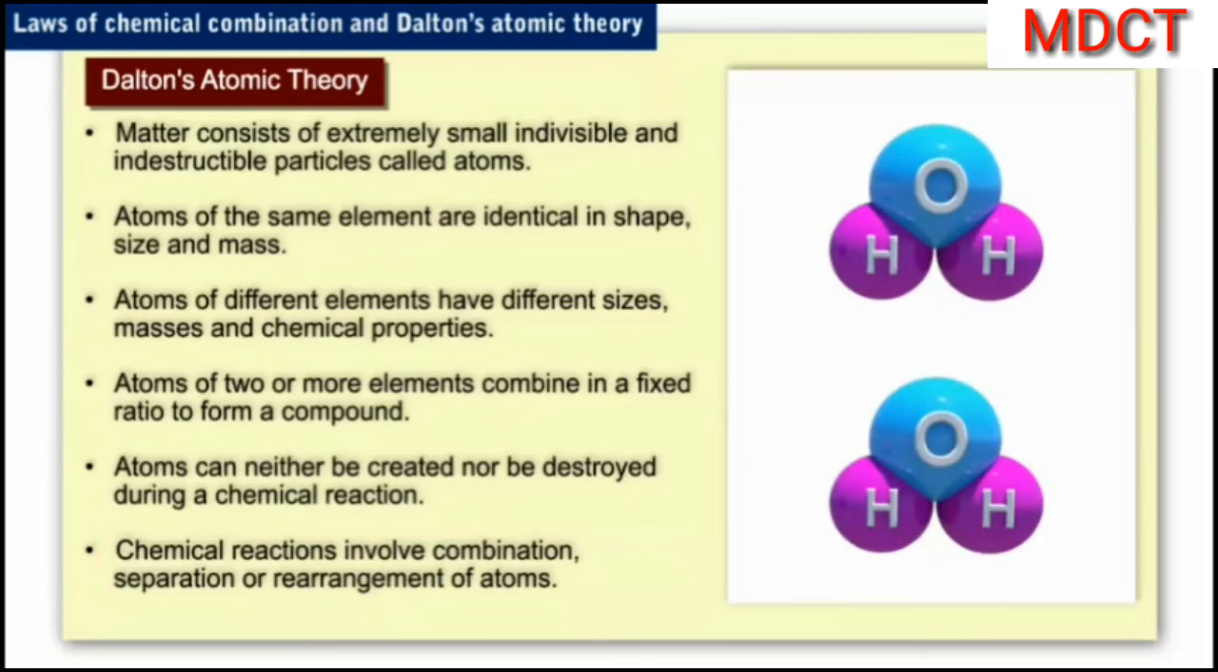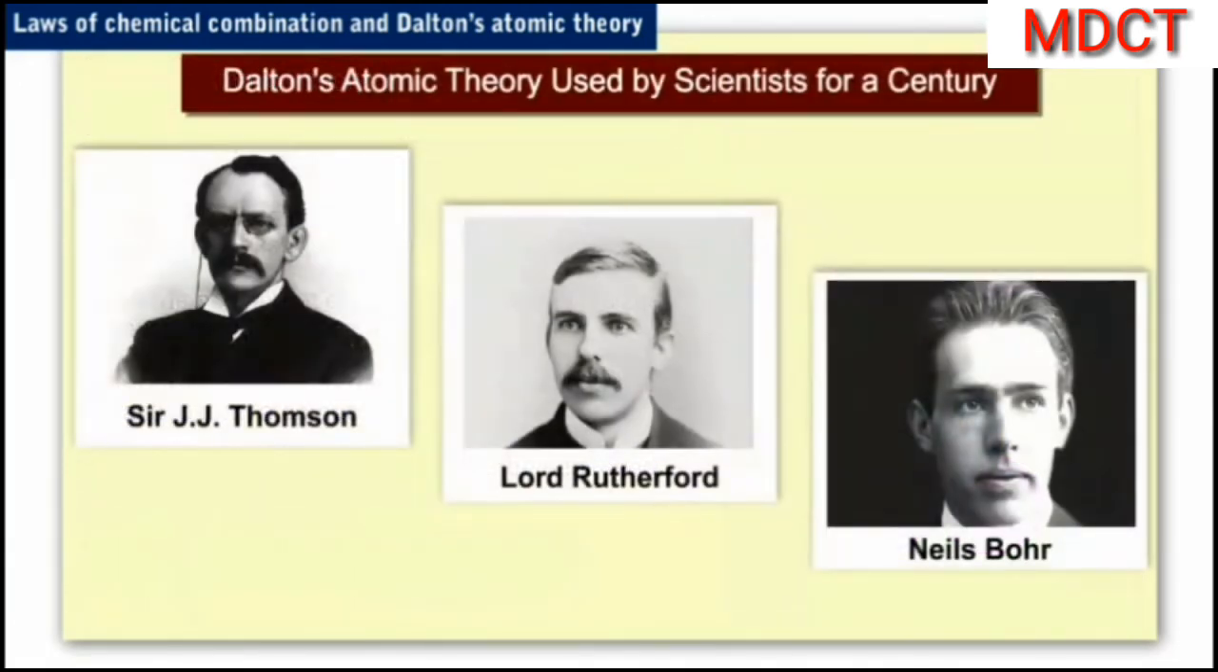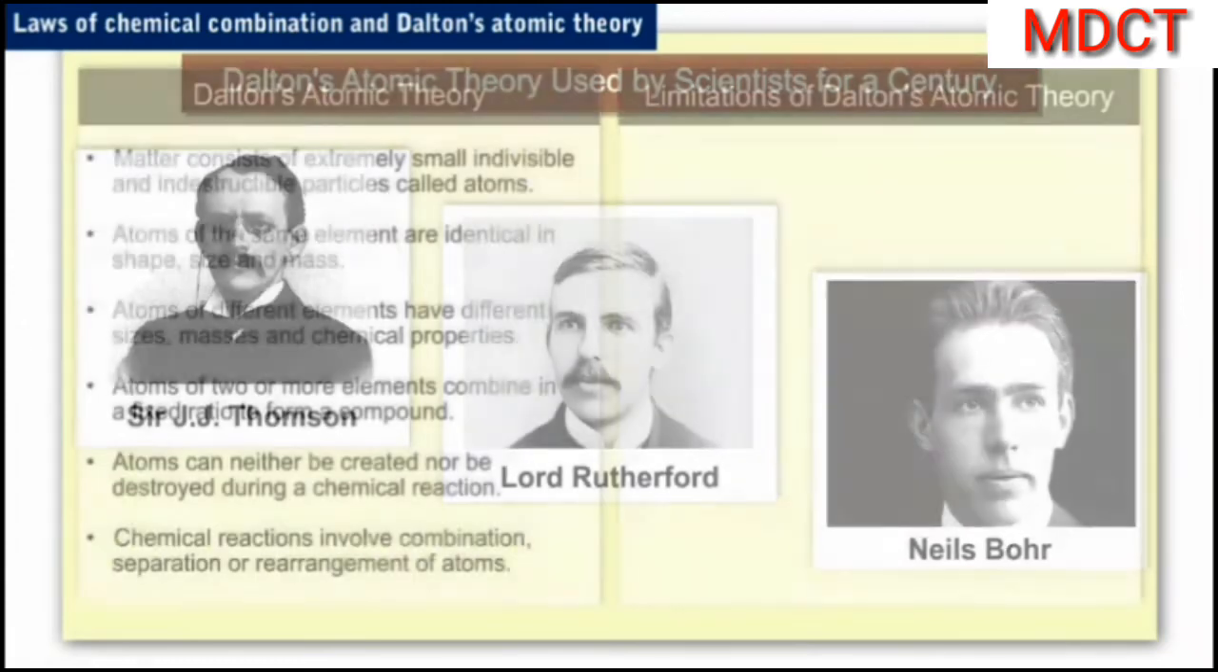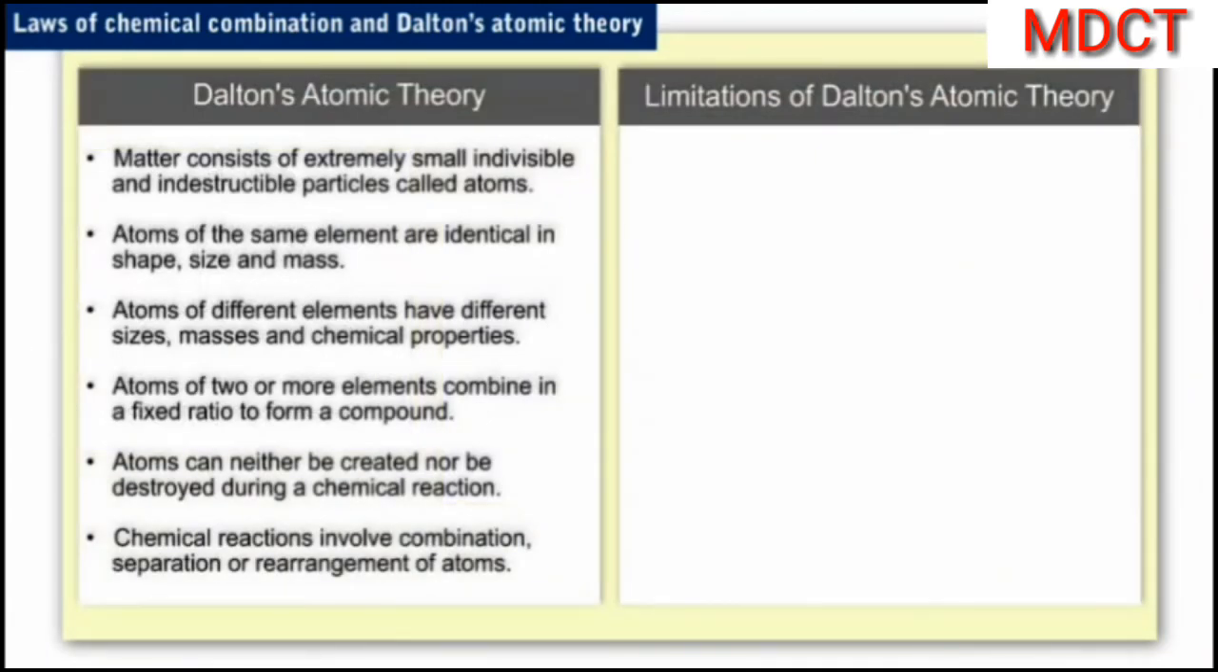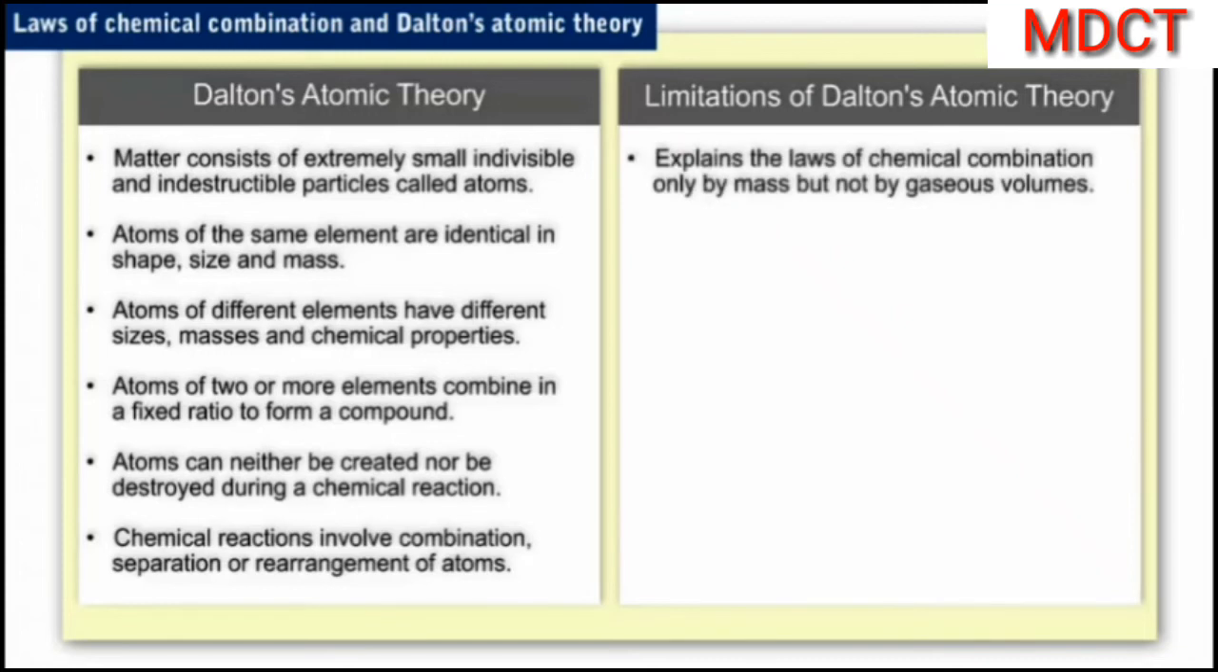Scientists used Dalton's atomic theory for a century. However, in the beginning of the 20th century, scientists like Sir J.J. Thomson, Lord Rutherford, and Niels Bohr came with new findings which revealed some drawbacks in Dalton's atomic theory. The drawbacks in Dalton's atomic theory are: it could explain the laws of chemical combination only by mass, but not by gaseous volumes.